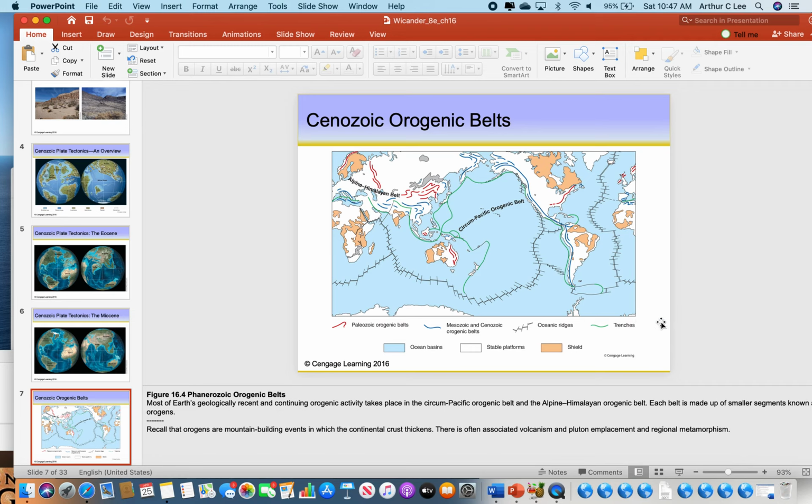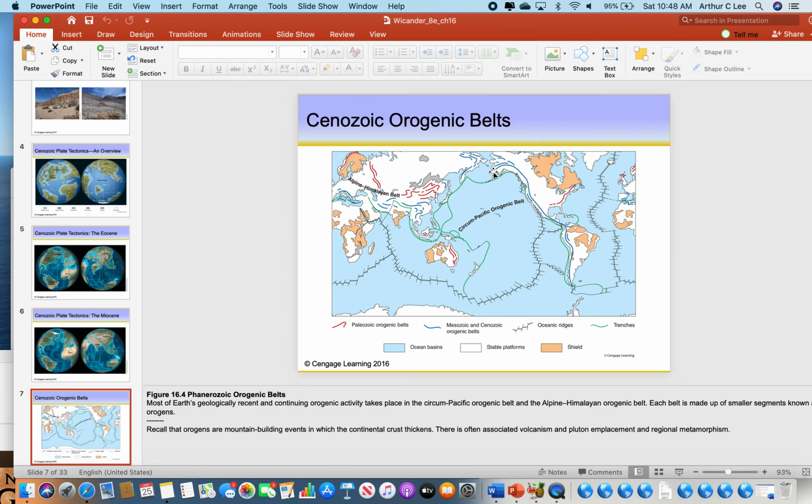And what is this picture here showing you? Well, it says Cenozoic orogenic belts. You might recall that orogenic means mountain, so we could say Cenozoic mountain belts if you'd like. And these mountain belts are shown here. The orange is shields. That's where Precambrian rocks are exposed, but we're not talking about that. We're talking about mountain belts.